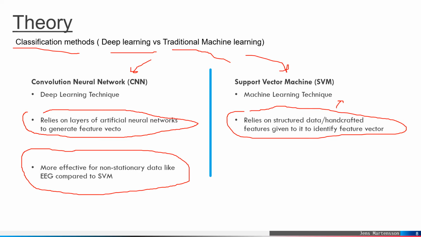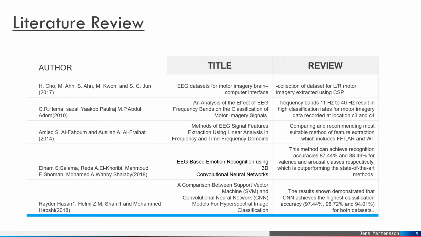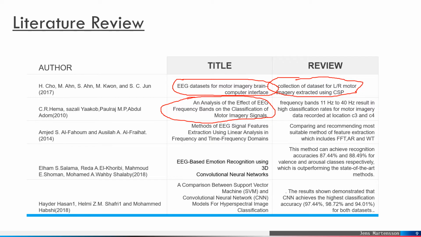These are some of the literature review that I've gone through to understand my experiment better. One of them is EEG datasets for motor imagery and brain-computer interface. This is where I've collected data for my specific experiment for left and right motor imagery function. Next we have an analysis of effects of EEG and frequency band classification. This is where we learned that the 11 to 40 hertz range is where most of the motor imagery function happens, as well as the main electrodes used, which are C3 and C4 for motor imagery functions.